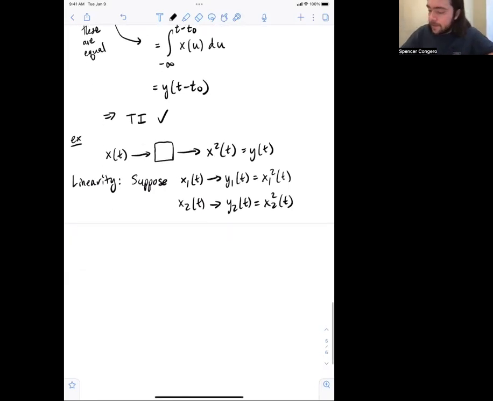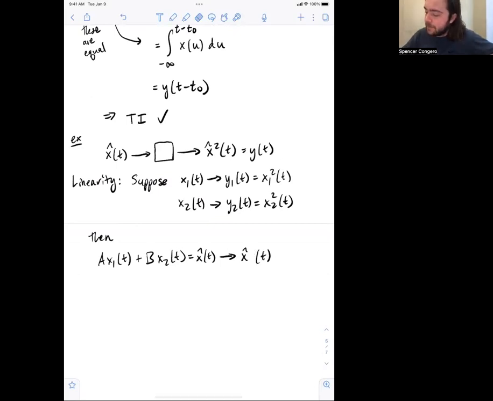Let's keep going. We want to check if some arbitrary linear combination of those two input functions goes into my system, what comes out? Again, I'm going to call this x hat of t. And then we know what comes out: I get x hat squared of t. Remember what I called this function, maybe I'll write it like this just to be super clear. I get that function squared. That's what the system does.